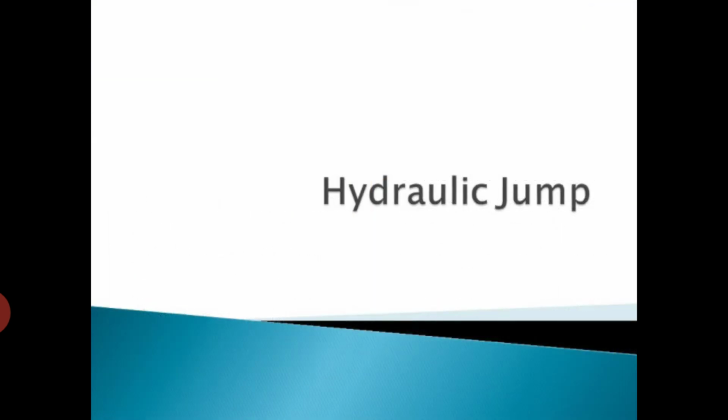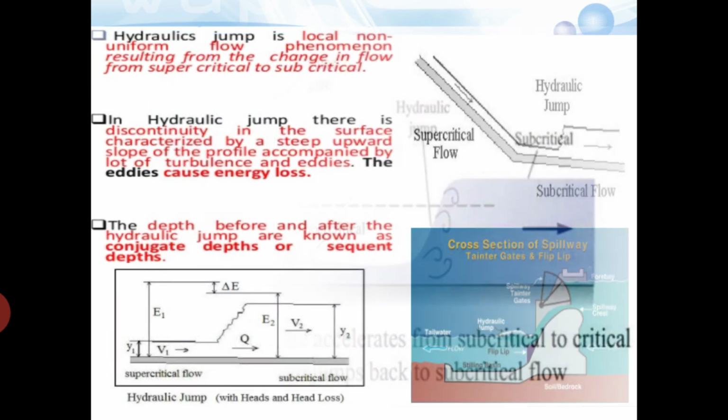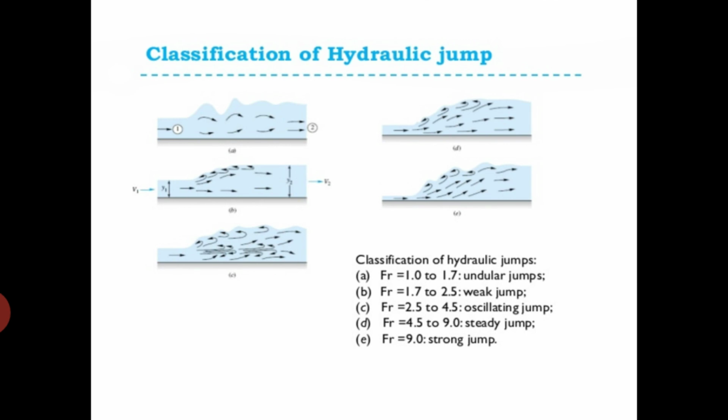Then about the hydraulic jump, where and how it takes place, and what the applications of hydraulic jumps are, we have studied in this particular part. Then we have studied the classification of hydraulic jump, classified based on the Froude number: undular jumps, weak jump, oscillating jumps, steady jump, then the strong jump. I hope you understood this. So please study these things, and in the next lecture I'll be deriving an equation for hydraulic jump. Okay. Thank you.